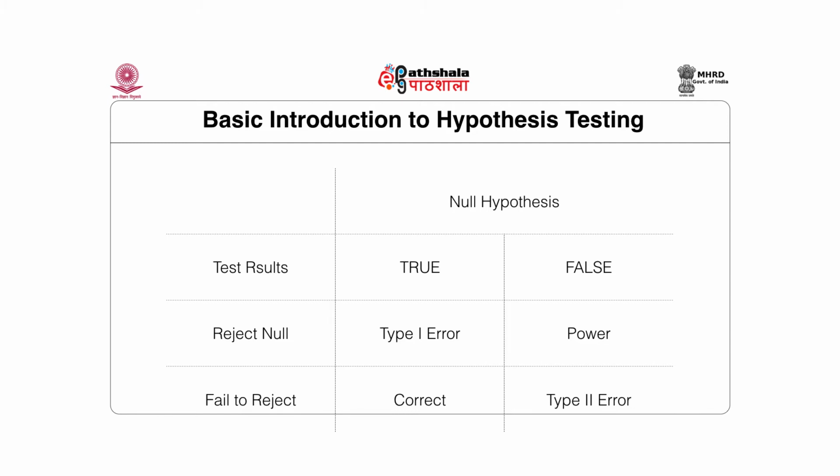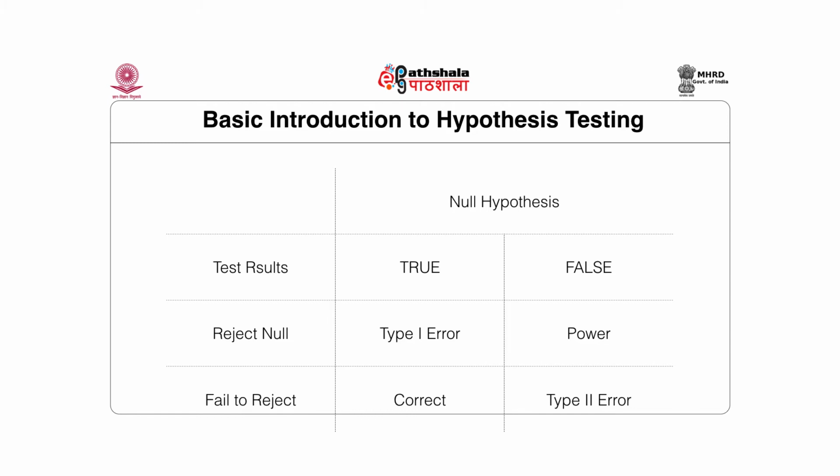What I have done here is I have put together a 2 by 2 table. In that 2 by 2 table, I have pitted the possibility that the null hypothesis is true or the null hypothesis is false in the columns, and in the rows I have put together the possibilities that I am going to reject the null hypothesis on the basis of my test results, or I will fail to reject the null hypothesis on the basis of my test results.